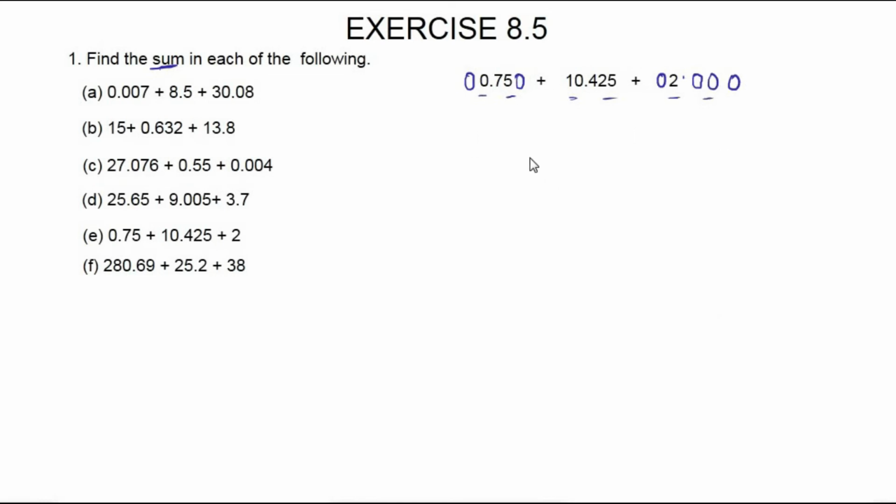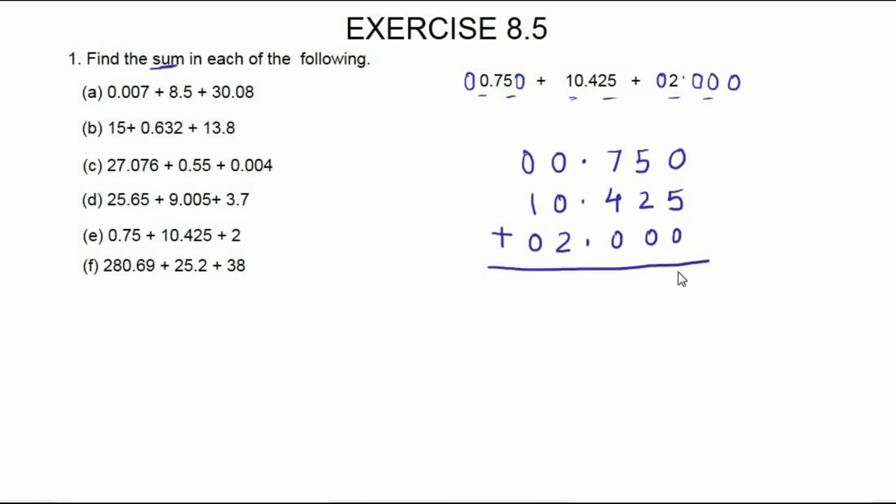Now let's add the numbers. 0.750, 10.425, here 02.000. Let's add the numbers. Here 0 plus 5 is 5, 5 plus 2 is 7, 4 plus 7 is 11, 1 carry is here. Keep the decimal point as it is. Then 1 plus 2 is 3, here it is 1. So the answer for our fifth question is 13.175.